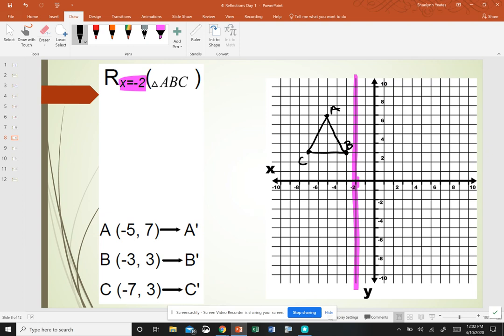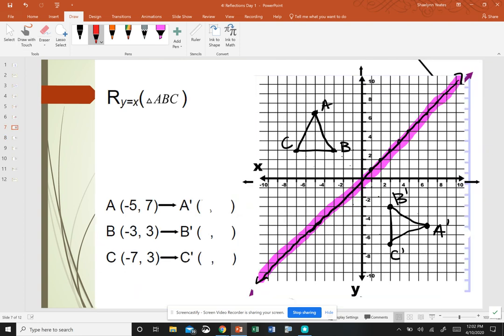And I want you to try this one if you haven't yet tried one on your own. I just realized I forgot to do these, so you can go work on that last one while I do this. So then A is at 7, -5. B is at 3, -3. C is at 3, -7.